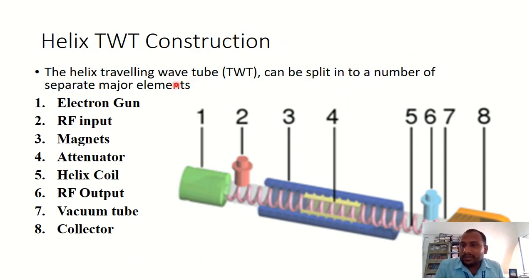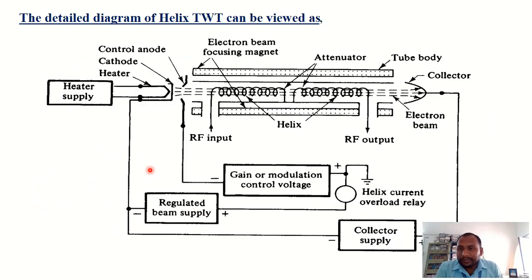Let's see the construction of the helix traveling wave tube. The construction of the helix traveling wave tube is split into 8 major elements. The first one is electron gun, second one is RF input, third one is magnets, fourth one is attenuator, fifth one is helix coil, sixth one is RF output, radio frequency output, seventh one is vacuum tube, eighth one is collector. So these are the 8 major elements in the helix traveling wave tube construction.